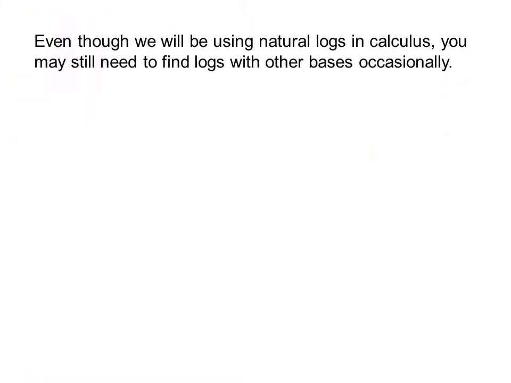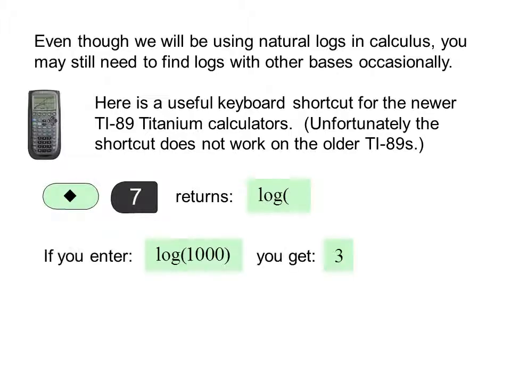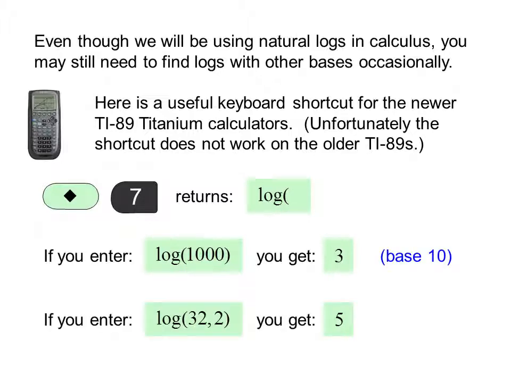Even though we will be using natural logs in calculus, you may still need to find logs with other bases occasionally. Here's a useful keyboard shortcut for the newer TI-89 Titanium calculators. Unfortunately, the shortcut does not work on the older TI-89s. Diamond 7 returns log base. If you enter log base 10 of 1000, you get 3, which was the common log in base 10. If you enter log base 2 of 32, you get 5, which is the base 2 log.